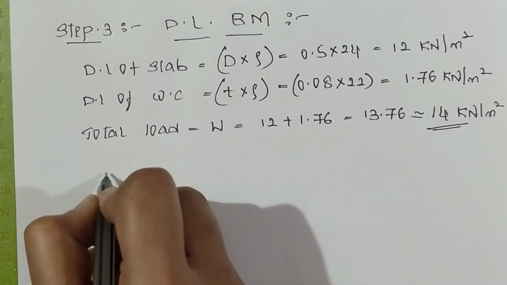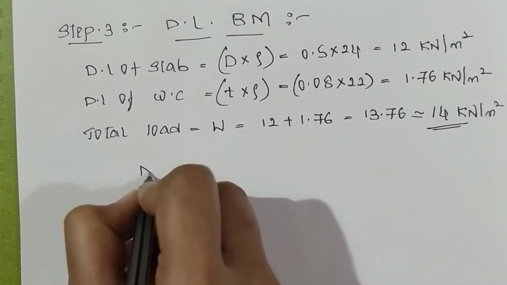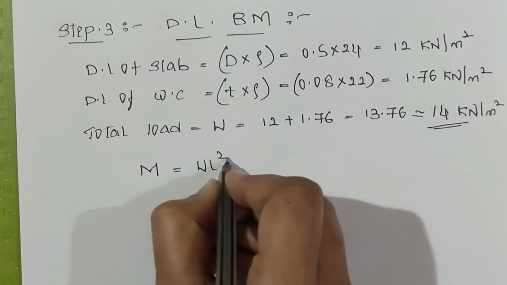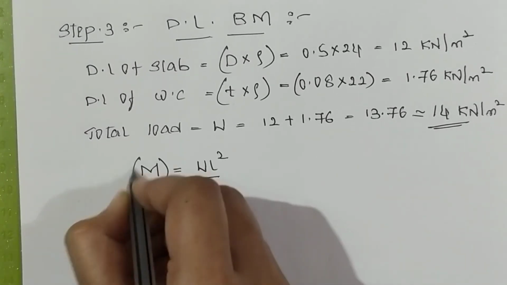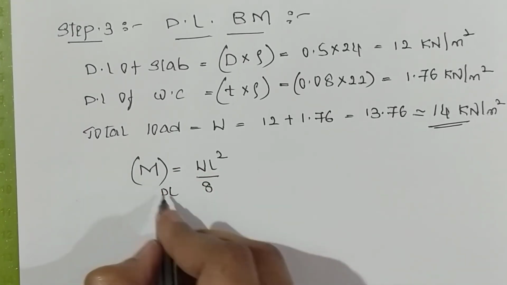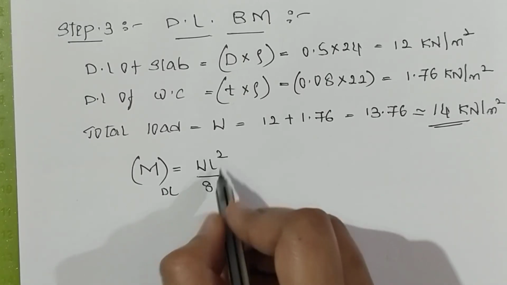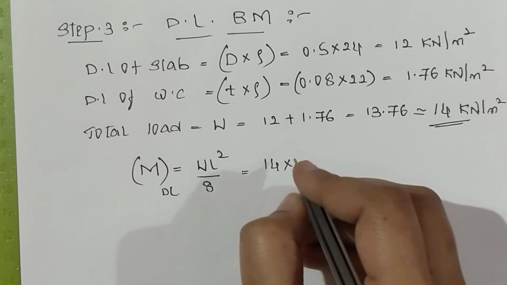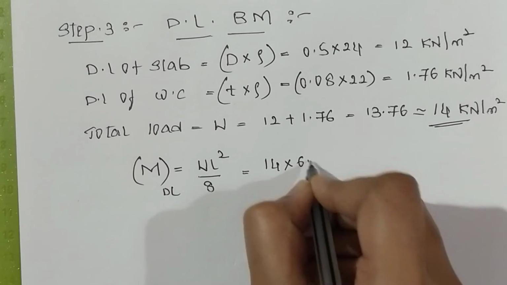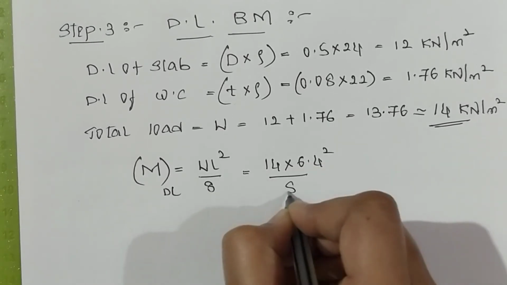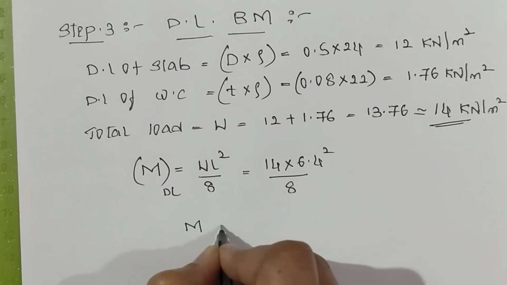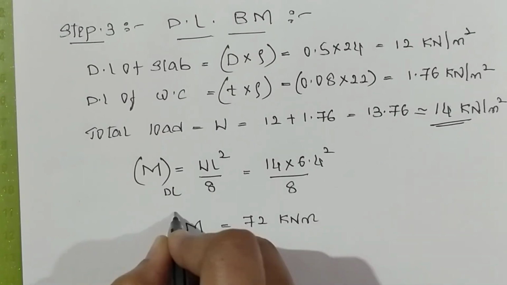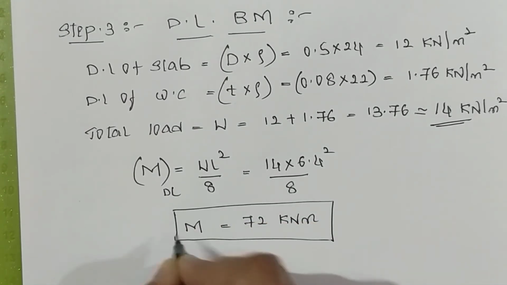Then calculate dead load bending moment. Bending moment due to dead load is given by WL square divided by 8. Substitute that value. W it is 14. L is nothing but your effective span, that is 6.4 square divided by 8. Okay, then M will be equal to what? That is 72 kilonewton meter. This is what? Moment due to dead load.